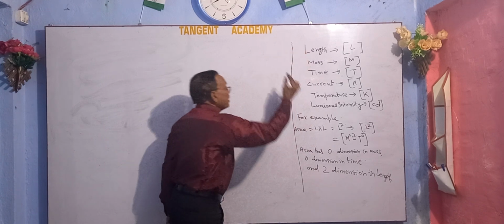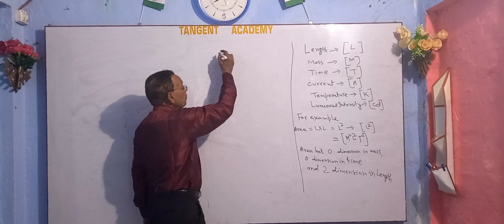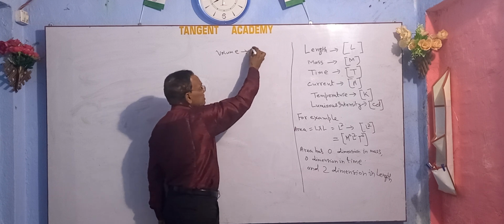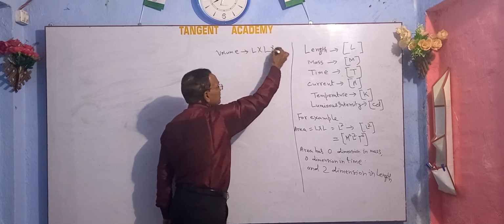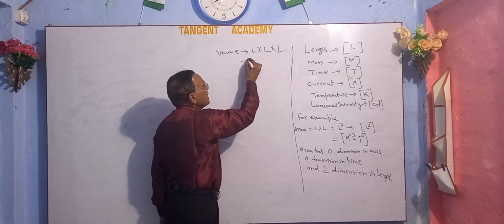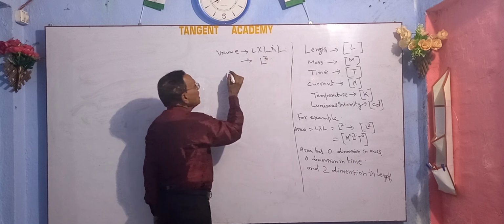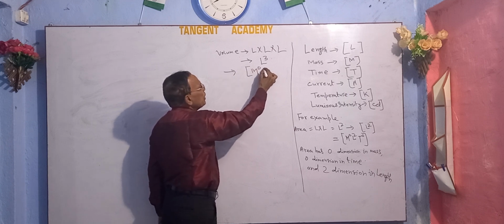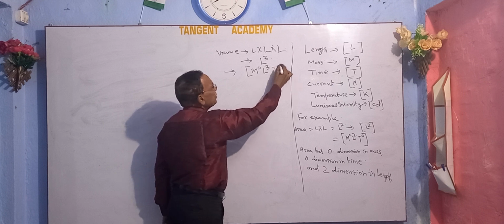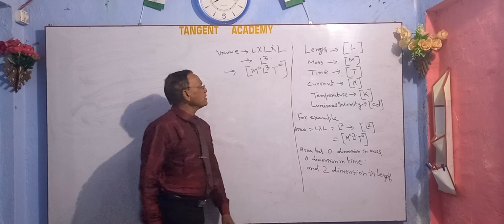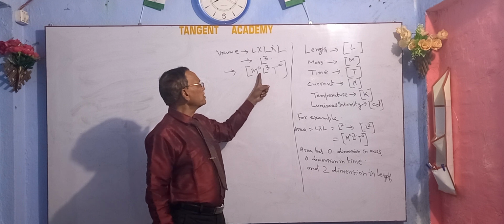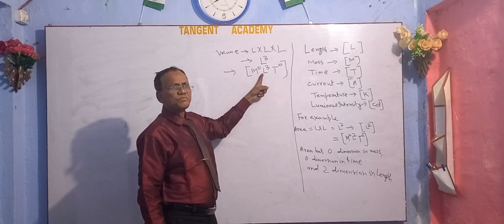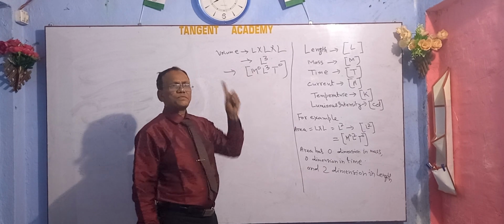Another example, let us take volume. This means length into length into length, so it gives length cube. Dimensionally it can be written as M0 L cube T0. It means the volume has 0 dimension in mass, 0 dimension in time, and 3 dimensions in length.